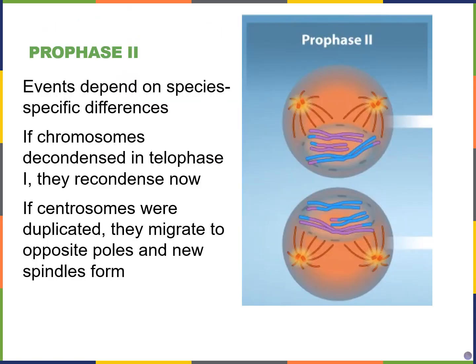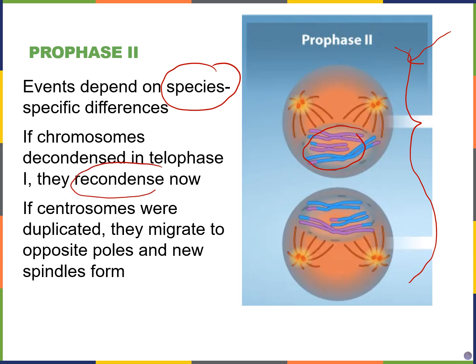So what happens in prophase 2 really depends on what kind of cell or species you're looking at. If we're looking at human cells, it would look a lot like the picture that we see here, except instead of the 3 chromosomes we see here, we would have 23 in each of these cells. But if the chromosomes did decondense during telophase 1, they're going to recondense in prophase 2, and if the centrosomes were duplicated previously, then they're going to move to the opposite poles, so the opposite ends of the cell, and new spindles form, as you can see here.